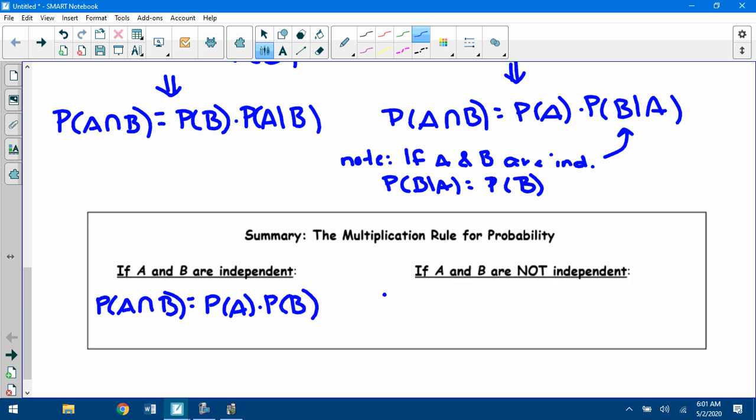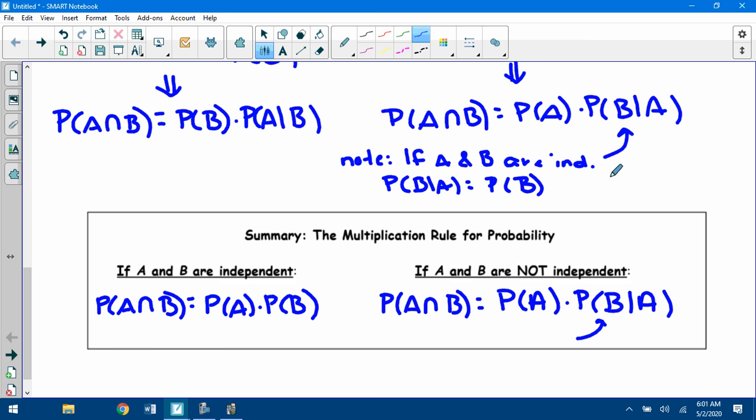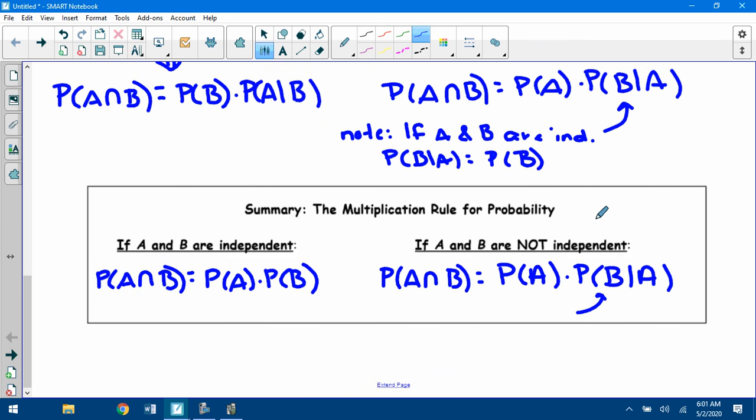If they're not independent, you're still going to multiply probabilities together, but you're going to take the probability of A times the probability of B given that A already happened. So rather than memorize these formulas, just think about these are going to be multiplied. You're going to multiply the two scenarios together, but if they're not independent, you need to know that the second thing you multiply should be the probability that B occurs given that A already happened.